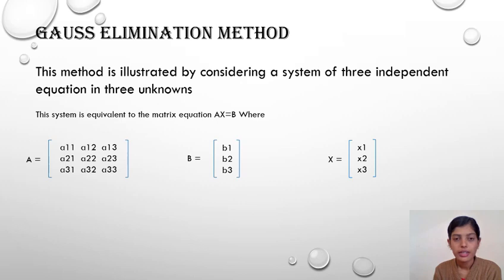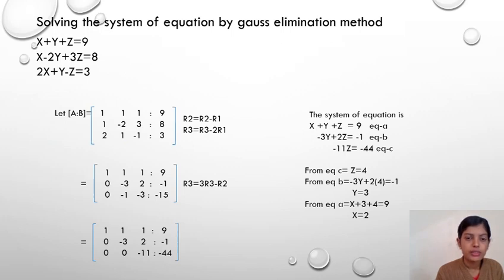Gauss elimination method. This method is illustrated by considering a system of three independent equations in three unknowns. This system is equivalent to the matrix equation Ax equals b. Solving the system of equations by Gauss elimination method, the equations are x plus y plus z equals 9, x minus 2y plus 3z equals 8, and 2x plus y minus z equals 3. By collecting all the values, we have to make these three elements 0.